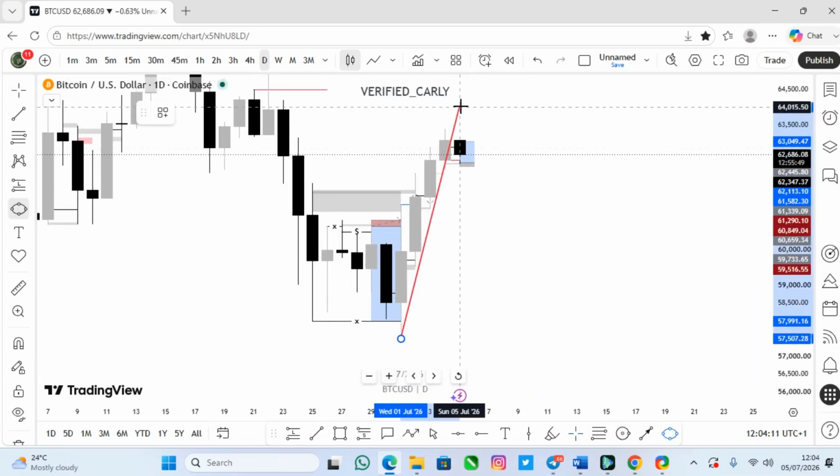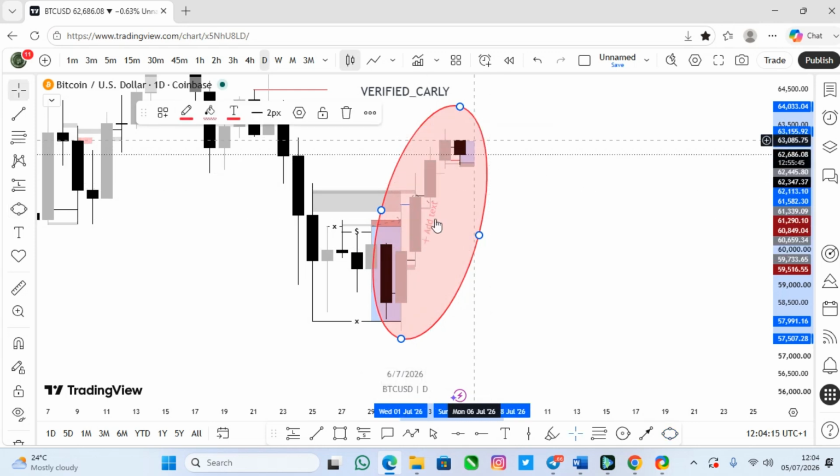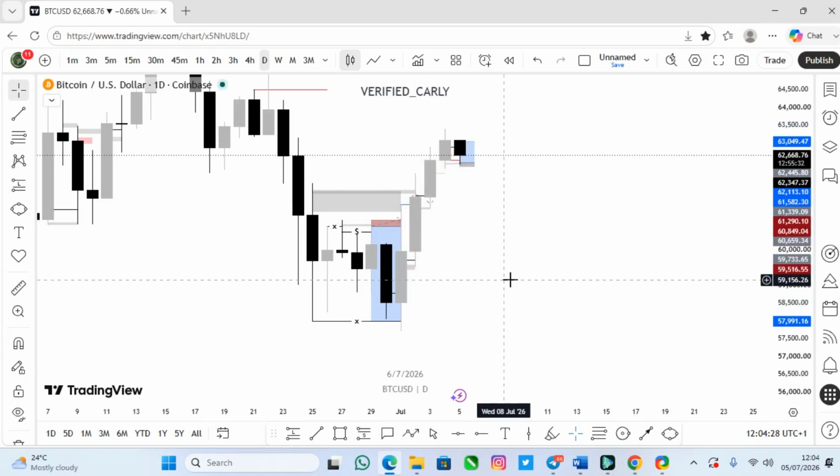The expansion to this upside. This red ellipse that I marked, if you look closely at this range, you can see that all four candles, 1, 2, 3, 4, are just bullish, right? There's no bearish candle on the daily time frame. That is trying to tell you that buy side momentum is stronger, right?